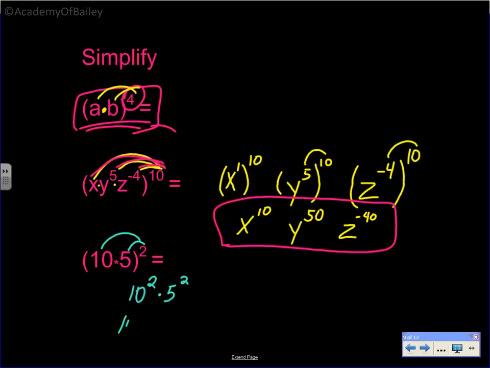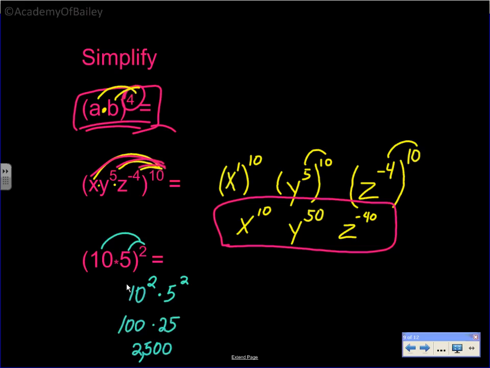10 squared we know is 100, and 5 squared we know to be 25. And so therefore 100 times 25, 2,500. So knowing this property allows you to work with manageable numbers. 100 times 25, I think, is a little easier number to multiply than 50 times 50, even though I think both of them are fairly easy to work with.